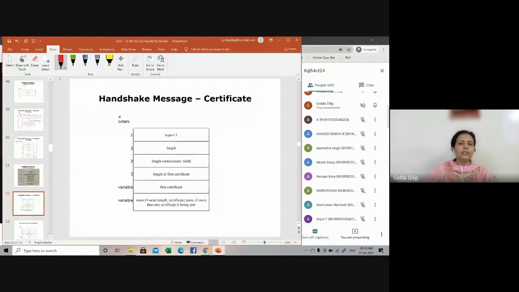Next is the handshake message certificate. When you say certificate, it's not just one certificate. As I discussed, it's a chain of certificates. This also has a length field, which in many cases is just a part of the specification and not a part of the implementation, so you can consider it a redundant field. These are the parameters which form a part of your certificate.